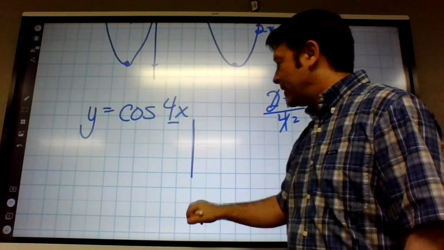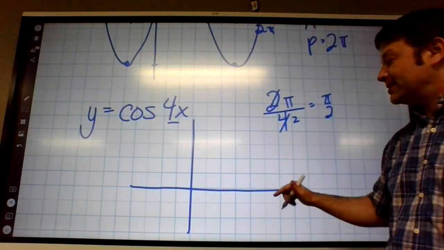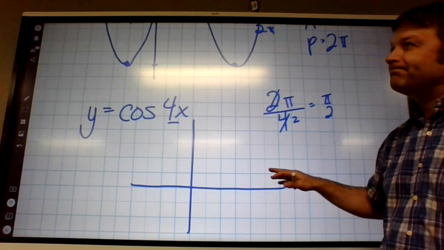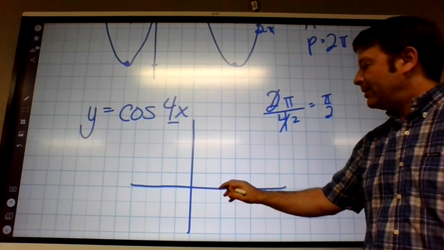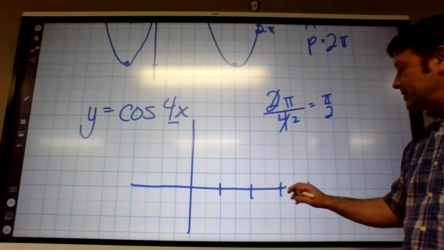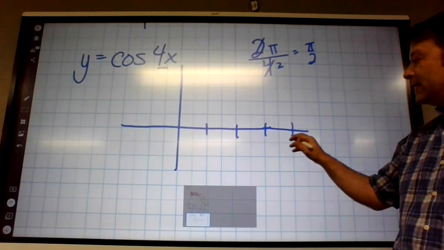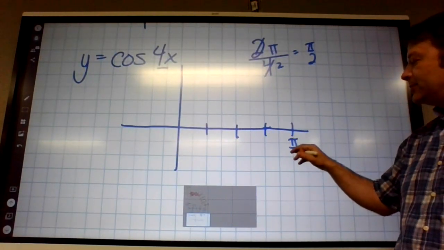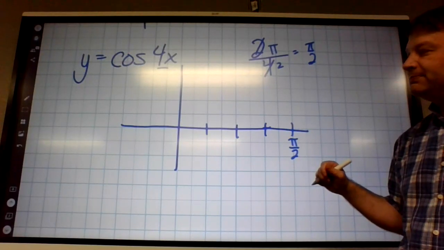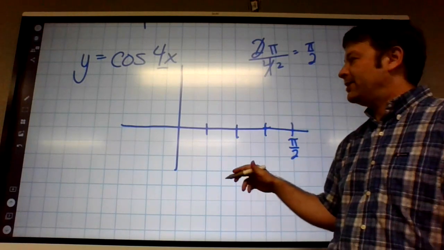So, okay, since this is like the first one, I'm going to give you some advice. I would not change the graph. I would just change how you mark the graph. So instead of leaving pi over 2 way over here on the left, I would just make your fourth mark pi over 2. It'll make all the graphs look alike, but it makes it easier to graph.